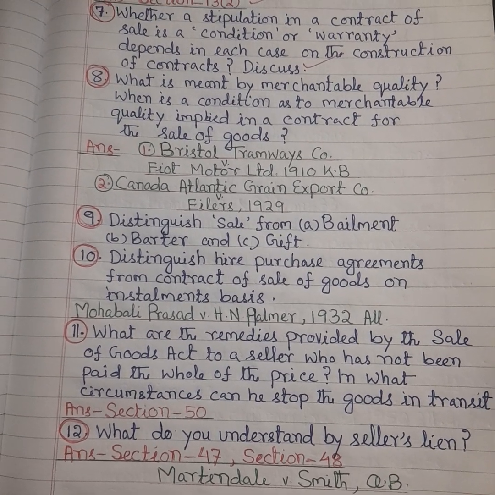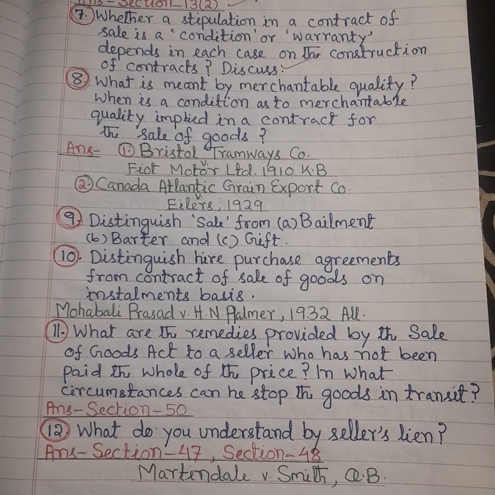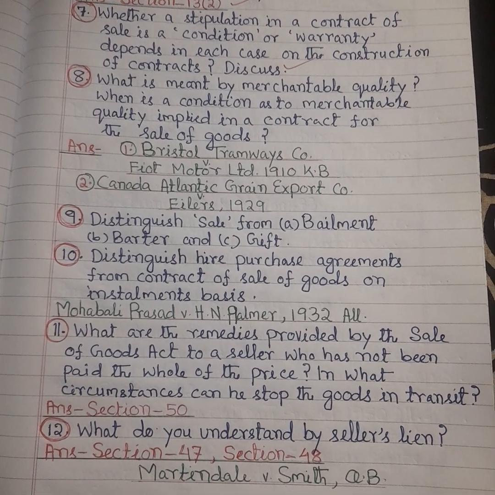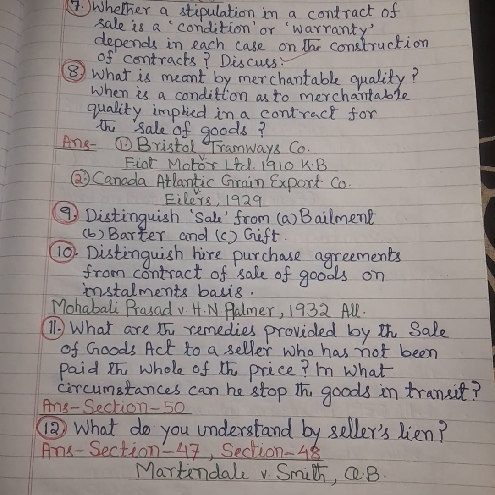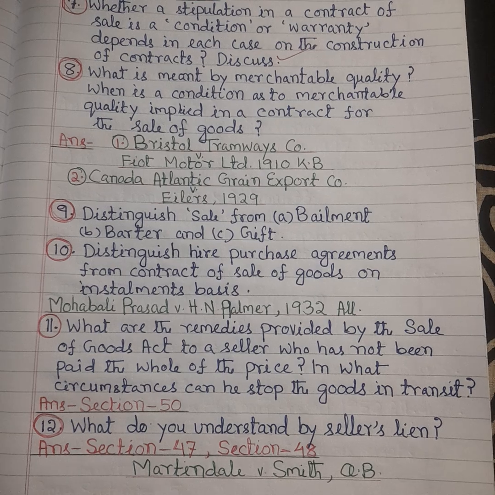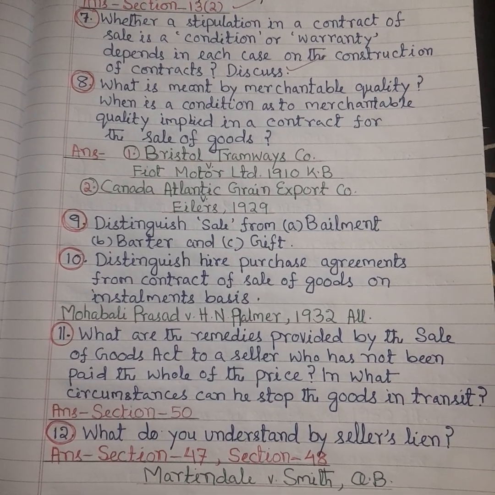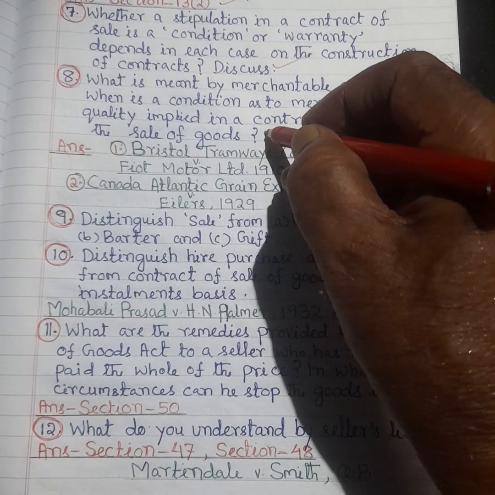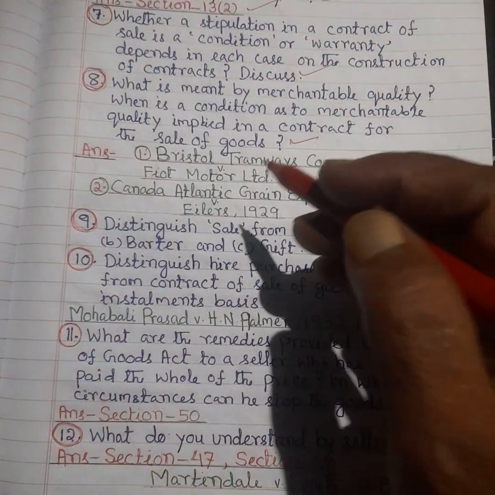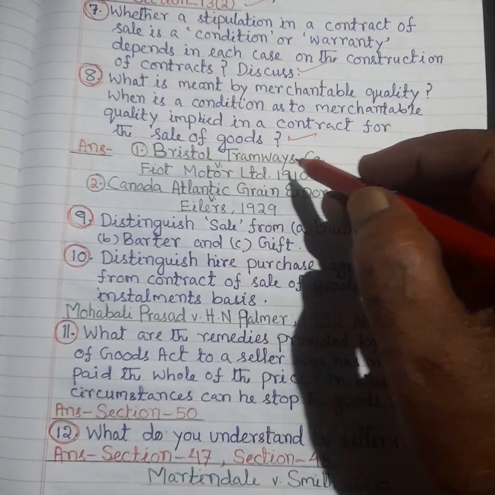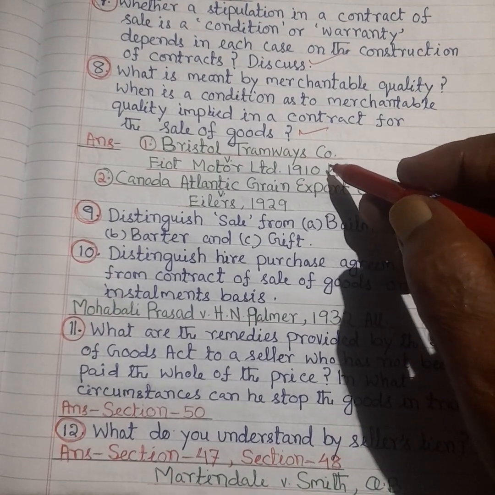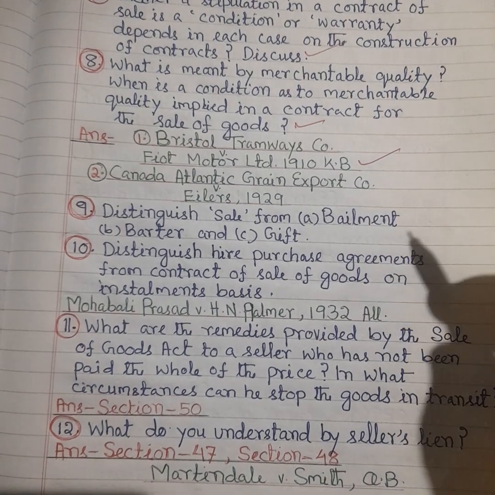And now we'll go to our next question, that is question number 8. What is meant by merchantable quality? When is a condition as to merchantable quality implied in a contract for the sale of goods? Regarding that, we would like to discuss also a very important leading case, Bristol Tramways Company versus Fiat Motor Limited in 1910, decided by the King's Bench.